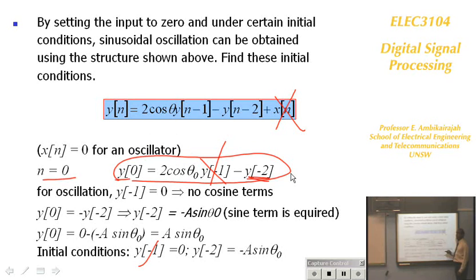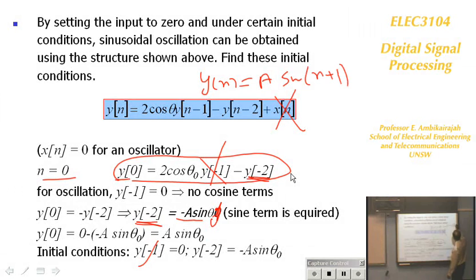Then you have to find out y minus 2. You go back to your original equation. What is y minus 2? y minus 2 is a sine theta. That's not right. A sine theta naught. Just now I showed you. You go yn equal to a sine n plus 1 theta. You substitute n equal to minus 2. You get that one. And they are the initial conditions. So with those two initial conditions, without any input, the oscillator will oscillate.